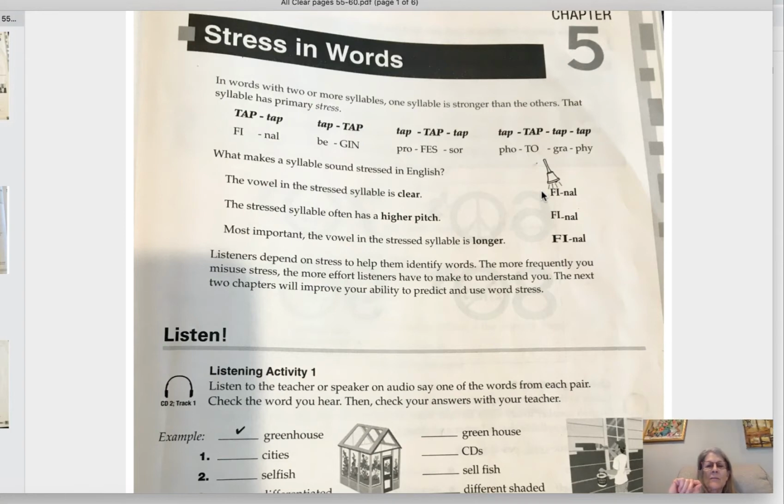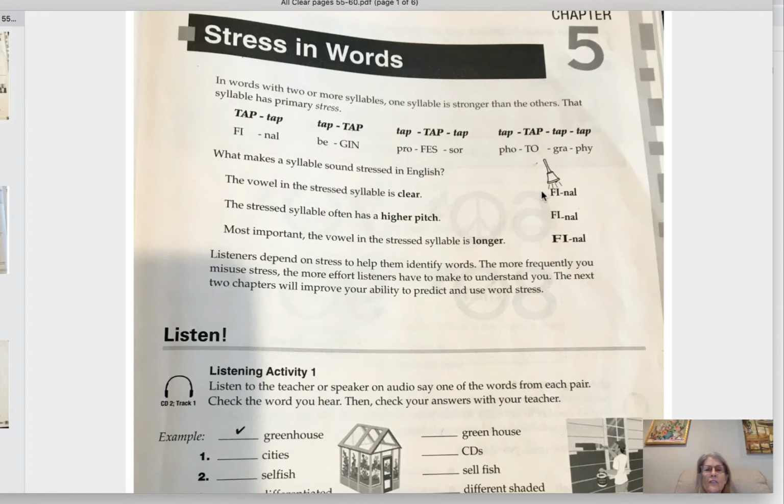So it says, in words with two or more syllables, one syllable is stronger than the others. And that stronger syllable is the primary stress. And we have rules on which one is going to be the primary syllable. But just so we know, if we look at the word final, begin, professor, photography, okay? Now notice that those stress syllables can occur at the beginning of the word, at the end of the word, or in the middle of the word. It's going to be based on some of the rules that we have for these words. But here's some common things that you should know.